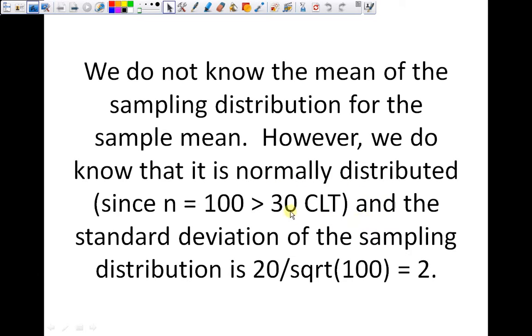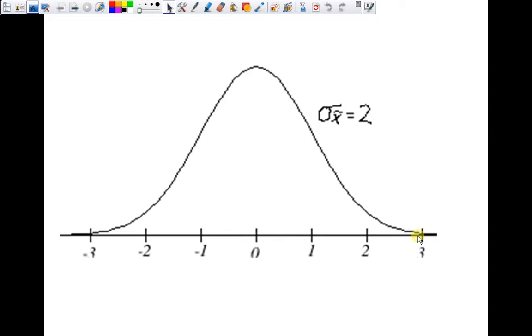And the standard deviation of the sampling distribution is 20 divided by the square root of 100. Remember, that was from the sampling distribution presentation, which is 2. So what that means is a typical difference for the sample mean each time you take a sample of size 100 of these NFL players, it differs on average about 2 pounds. That's what standard deviation means here.